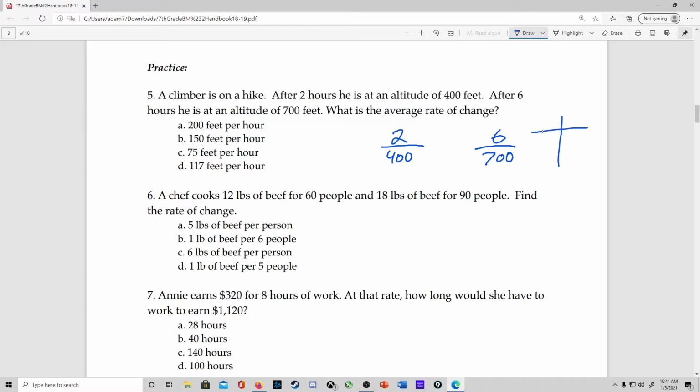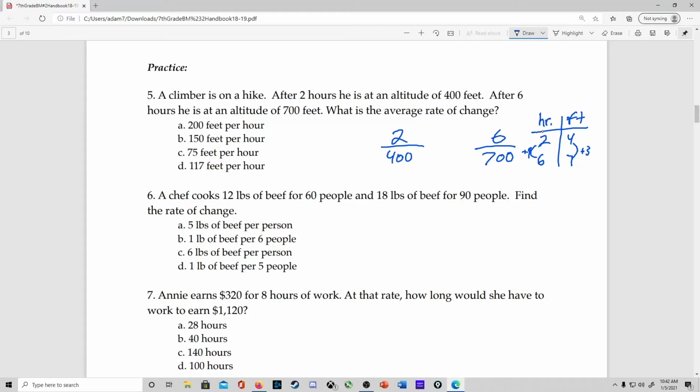Okay, and we want to think about how these would work together. So let's make a table. So let's make this hours. And let's make this one feet. And we got 2, 4, and 6, 7. Right, so we can see that this goes up by 4 and this one goes up by 3. So we can see that we're going up 3 over 4.